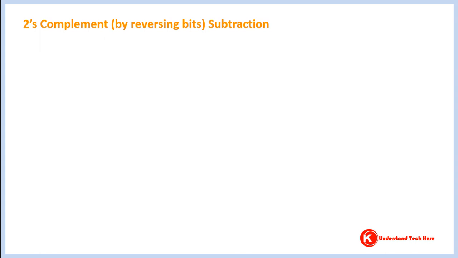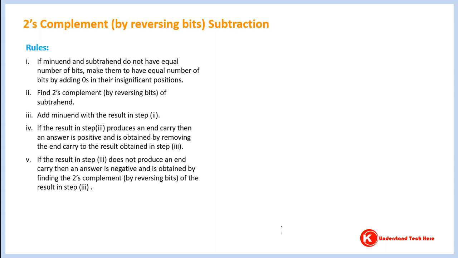Now let's look at how we can do subtractions using the 2's complement method, but this time by reversing the bits of the subtrahend. Again, these are the rules. Okay, let's say we are given this to subtract. Let's try to apply rule number 1. This part is the minuend. This part is the subtrahend.